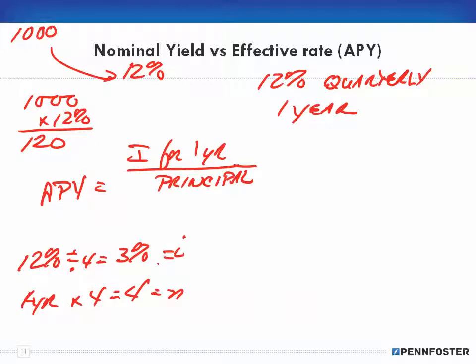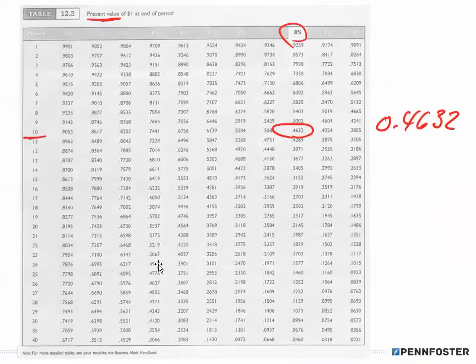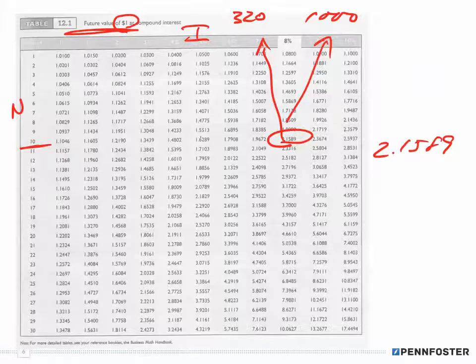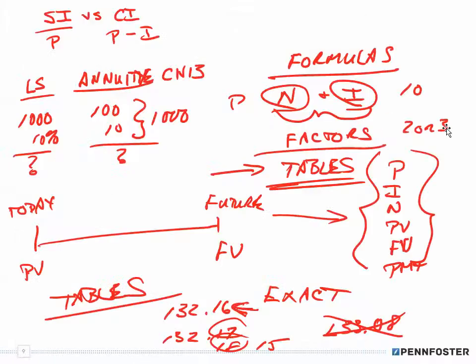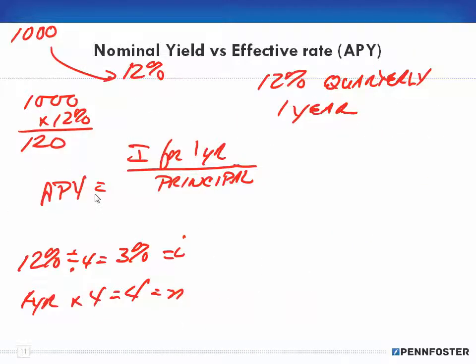And now when I look at my future value table, okay, I'm up here, and let me erase this. When I look at my future value table, I'm going to be looking under the 3% column, and under the number of periods for 4. I have a factor of 1.1255. Okay, so when I come back down here, I know that that factor is 1.1255.